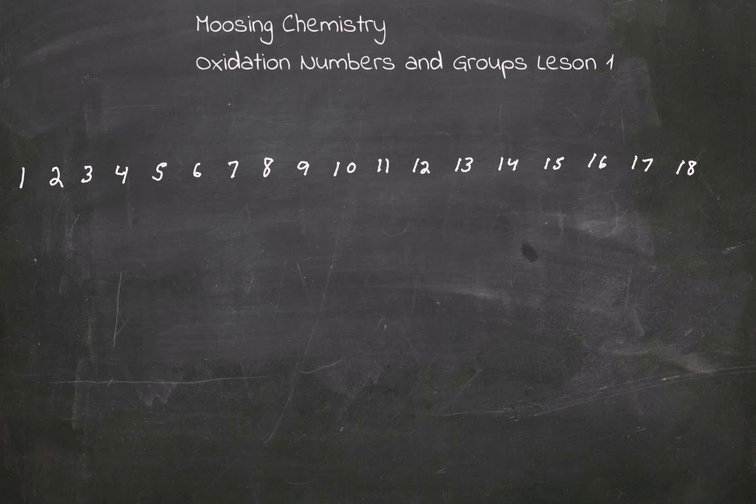Today we're going to talk about oxidation numbers and groups. So on your periodic table you have 18 groups, which are shown on the blackboard here. Group 1 will give up 1 electron, giving it a +1 charge. All elements in group 2 can give up 2 electrons. Going over to group 13, those elements will give up 3 electrons. Elements in group 12 will give up 2 electrons, and elements in group 11 will give up 1 electron.